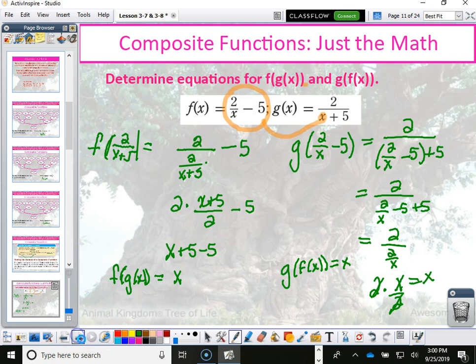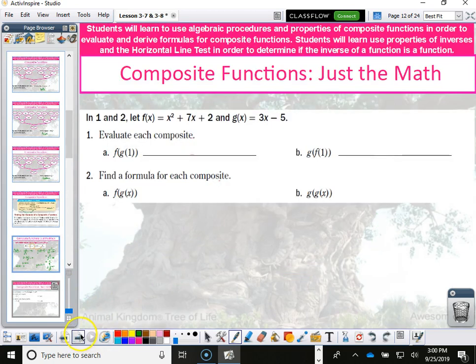Okay? So, taking a look at our next example, we're supposed to find the composite of each. Now, this is the same deal. It says evaluate each composite, but this time it has a number. So the first thing we're going to do is plug 1 in for g. So when I plug 1 in for g, that's 3 times 1, which is 3, minus 5, which is negative 2. So my next step is to do f of negative 2.